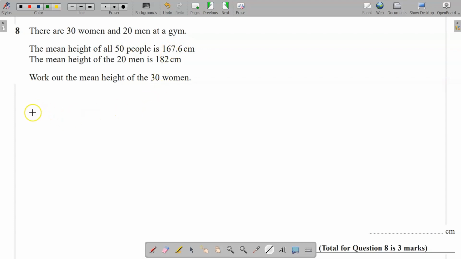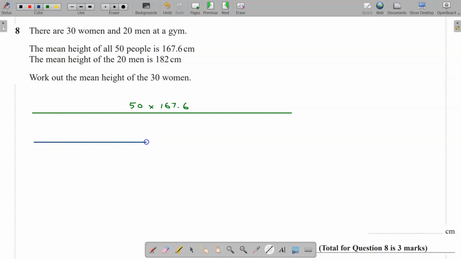So if we had a line that we imagined was that length, I'll just write that on there, 50 times 167.6. Now that line we're going to divide into the men and the women. As far as the men are concerned, you've got 20 of them, so it's about that much of the green line roughly, and that represents a length of 20 times 182.